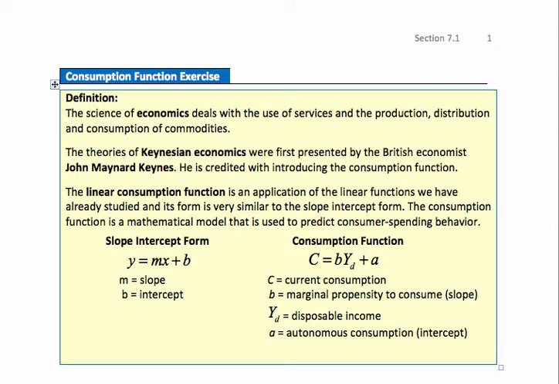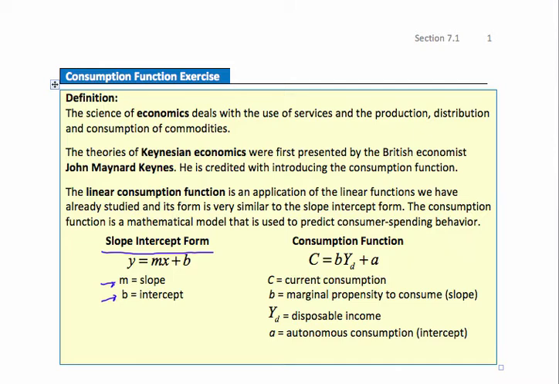So here is our traditional slope-intercept form of an equation right there. We have y equals mx plus b, where m is the slope of our line and b is the y-intercept of our line. Now the consumption function is a variation or an application of this slope-intercept form, except here we change the variables a little bit according to their application.